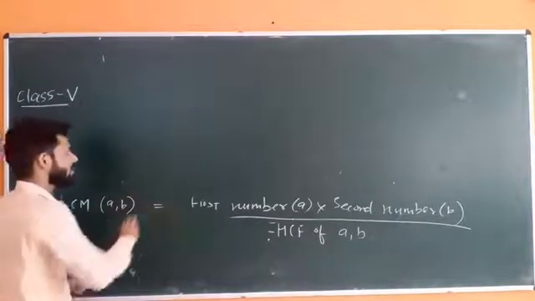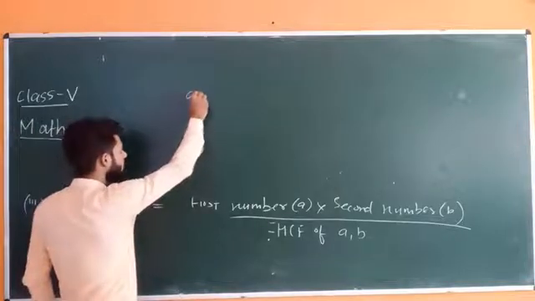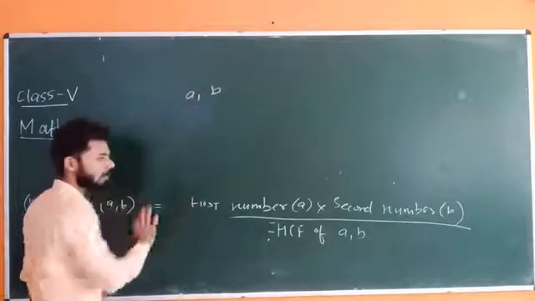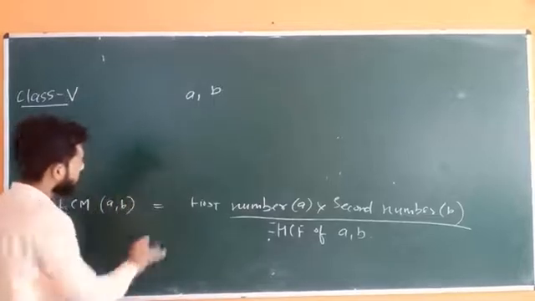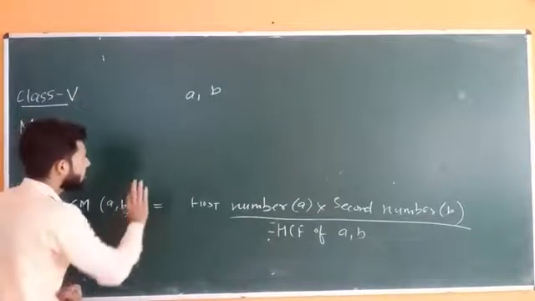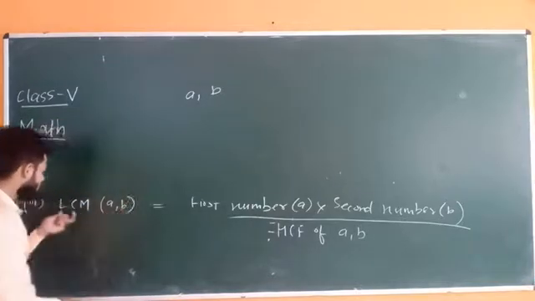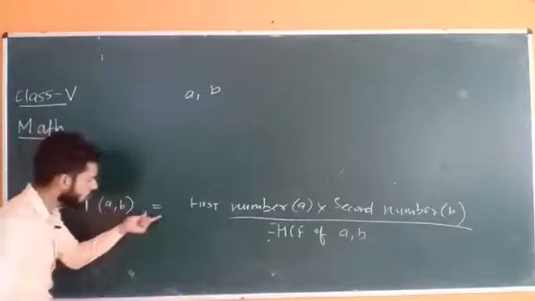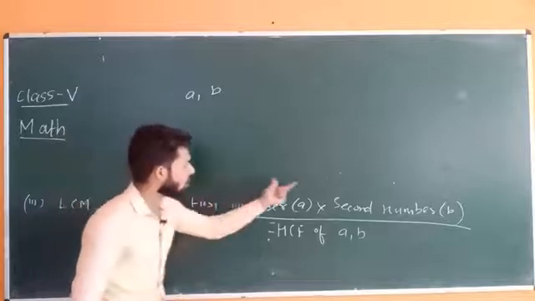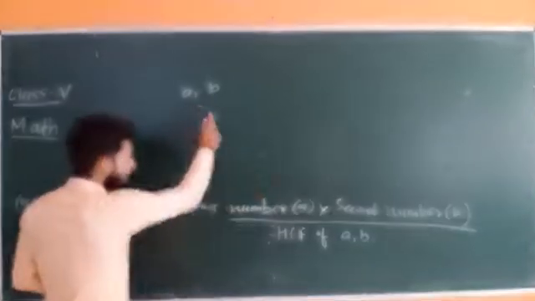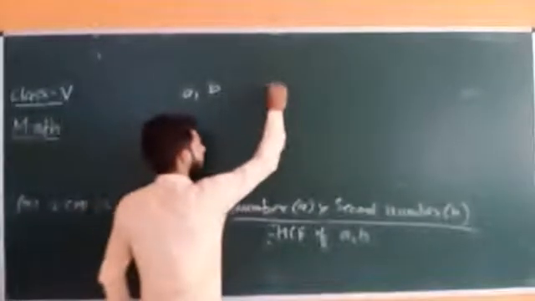Suppose you have two numbers, one number is A and the second one is B. Now the relation is that the LCM of A and B should be equal to the product of both the numbers, that is A into B, divided by the HCF of A and B. Okay.